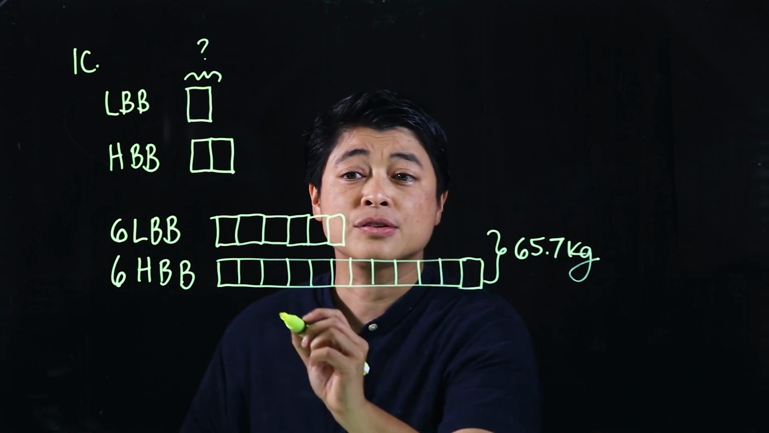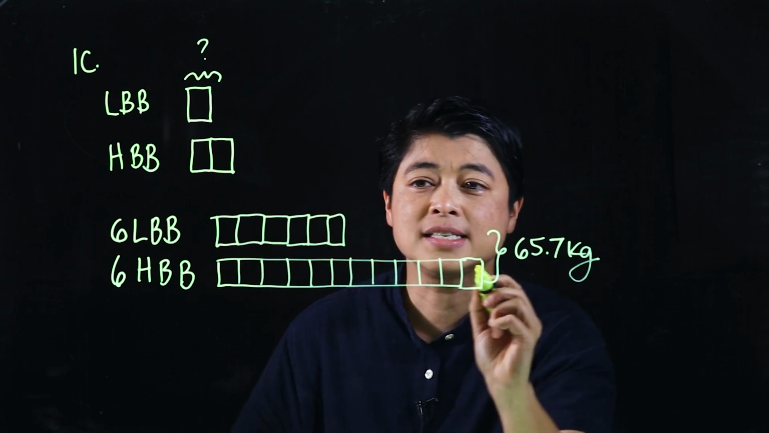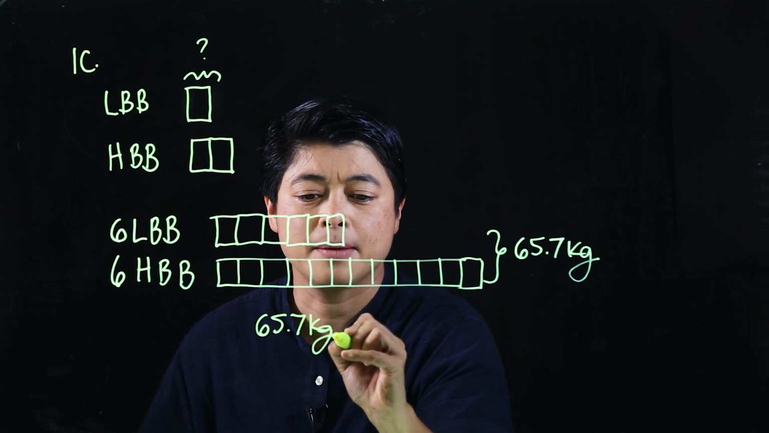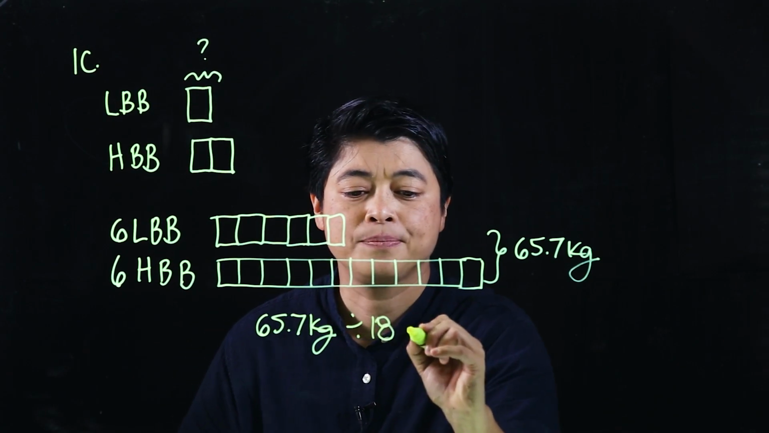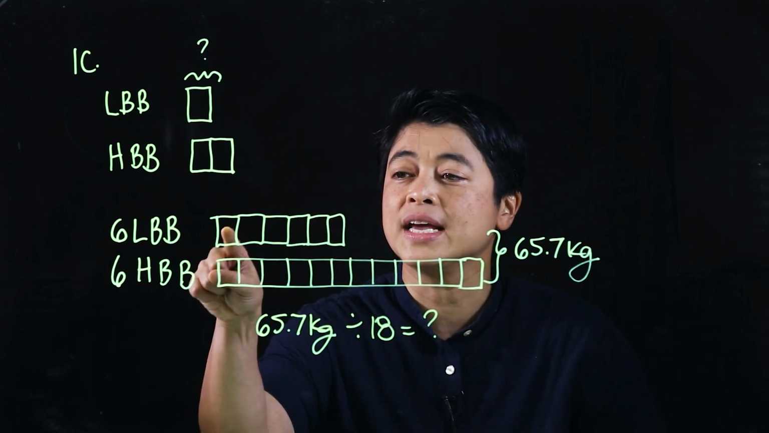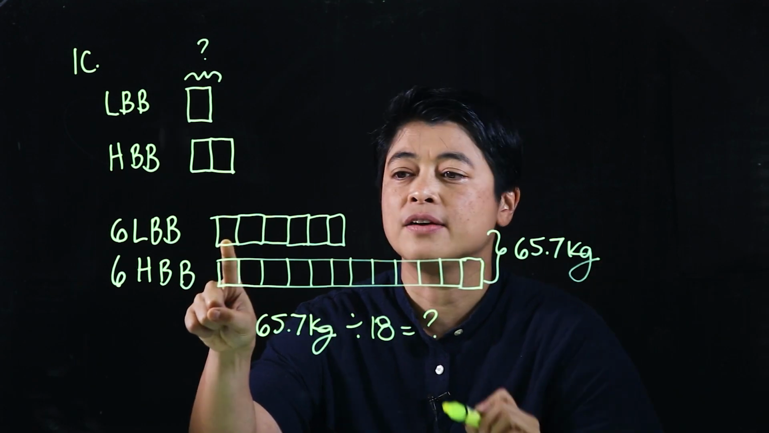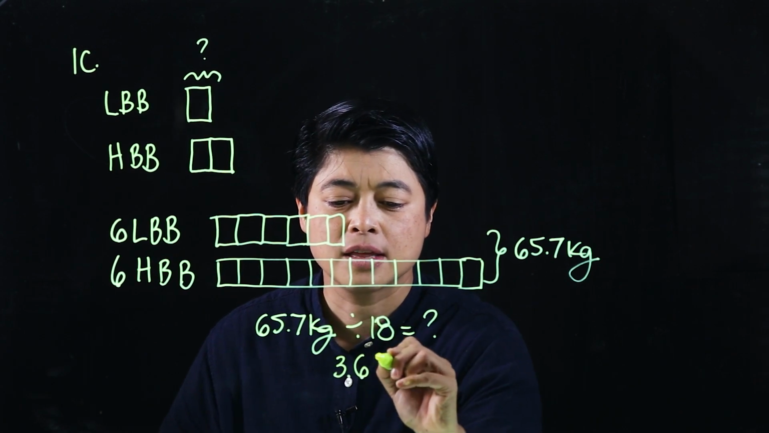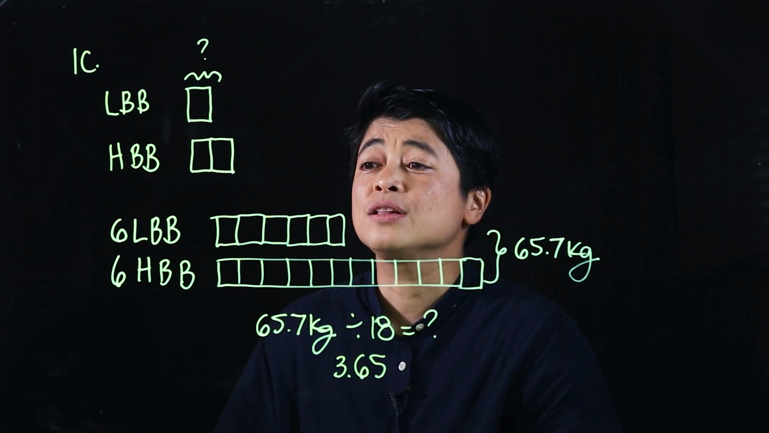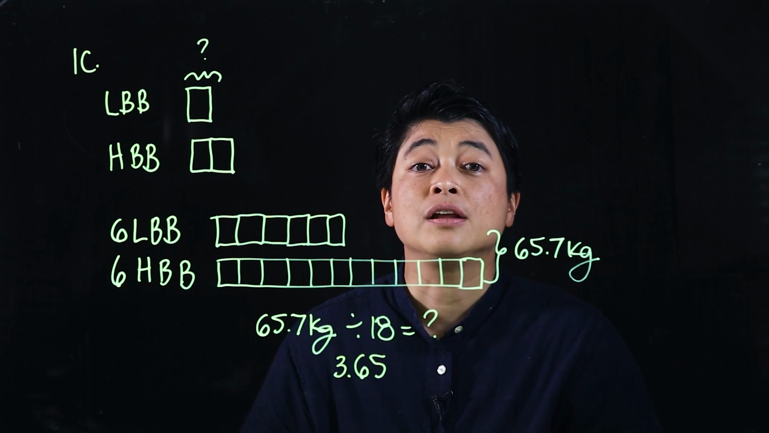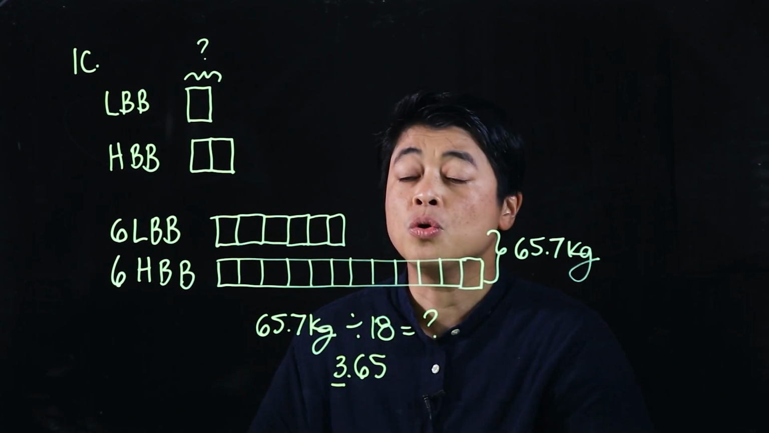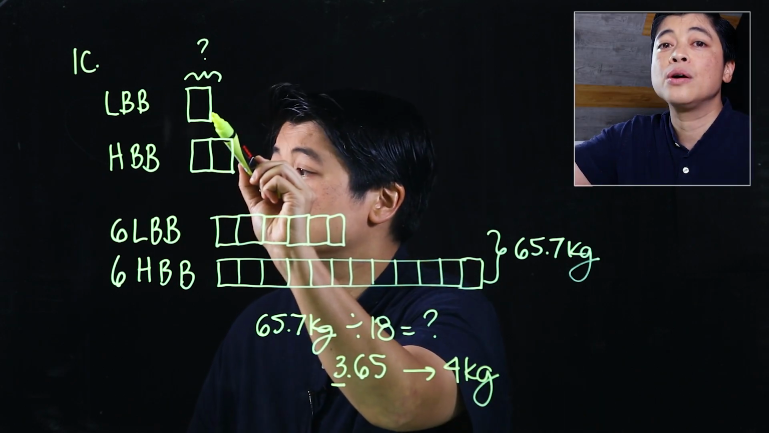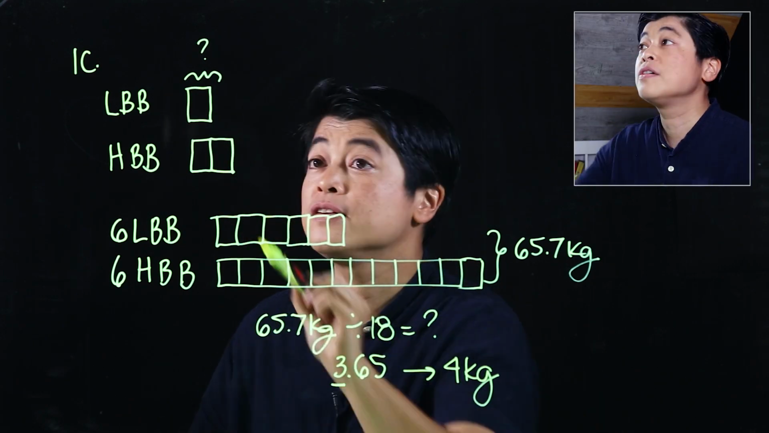Clearly here, this total is of these 6 plus 12. So that means this is 65.7 kilograms divided by 18 equals question mark. One unit is equal to the total divided by the 18 boxes. If we divide that with our calculator, we should get 3.65. Since it wants us to round off to the nearest kilogram, we underline the whole number, which means this will be 4 kilograms. So the estimated weight of a light bowling ball is 4 kilograms.